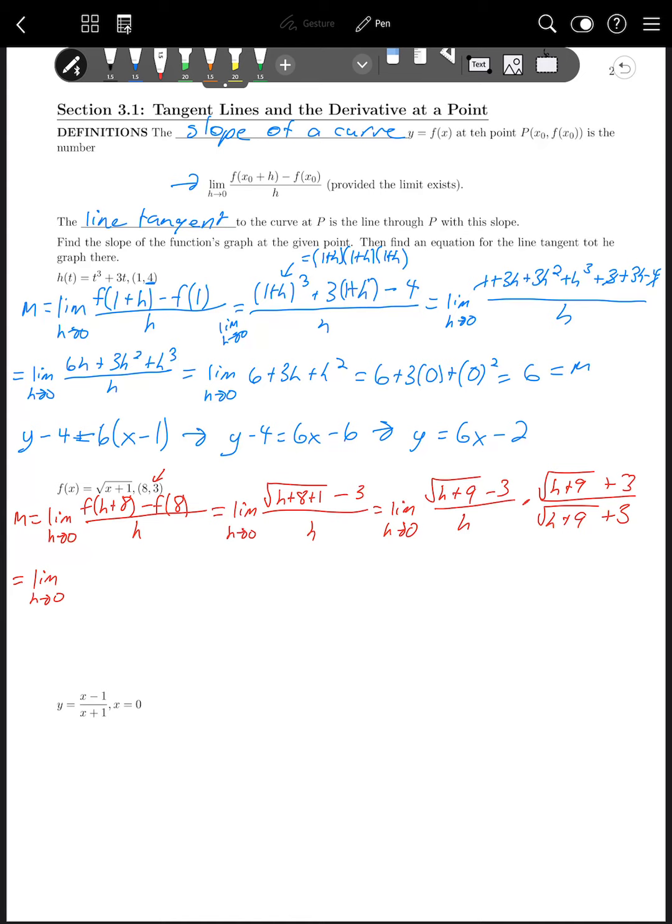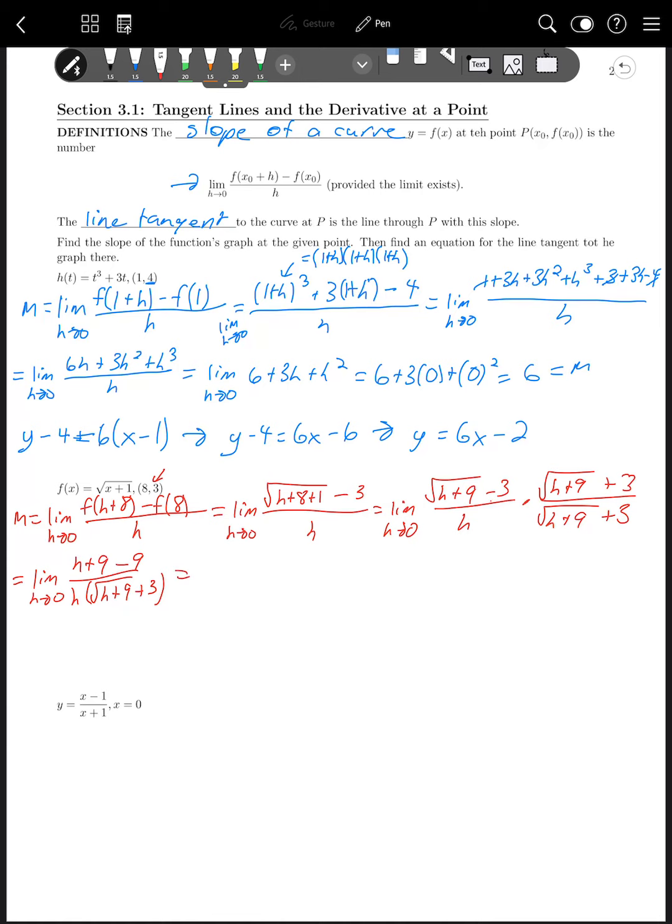And when we multiply those together, we get the limit as h approaches 0. The square root of h plus 9 times the square root of h plus 9 is just h plus 9. The square root of h plus 9 times 3 plus negative 3 times the square root of h plus 9 cancel out. And negative 3 times 3 is negative 9, over h times the square root of h plus 9 plus 3.